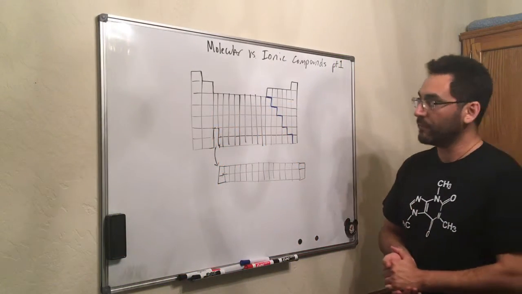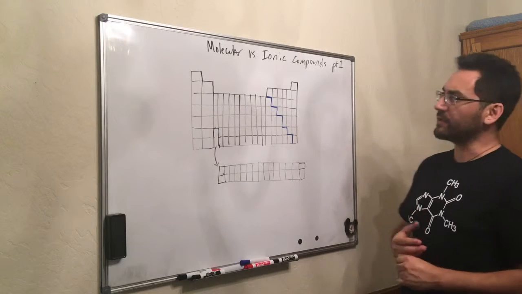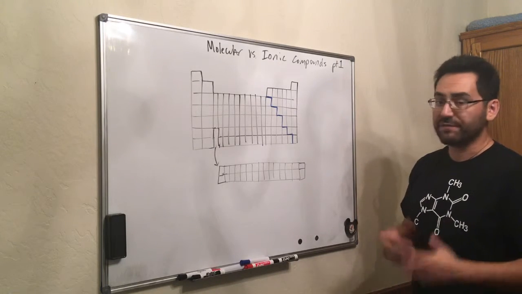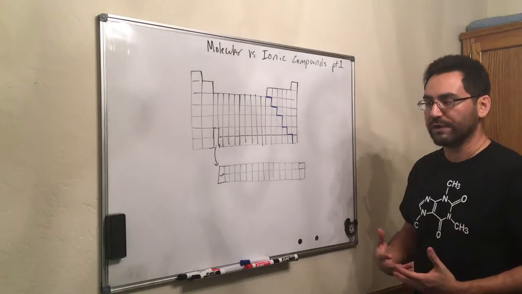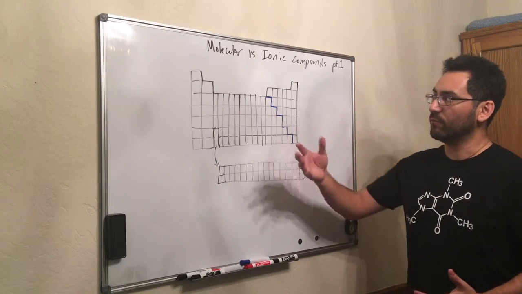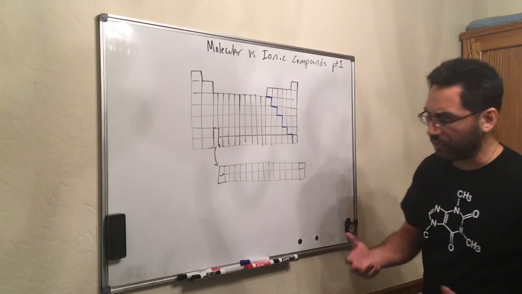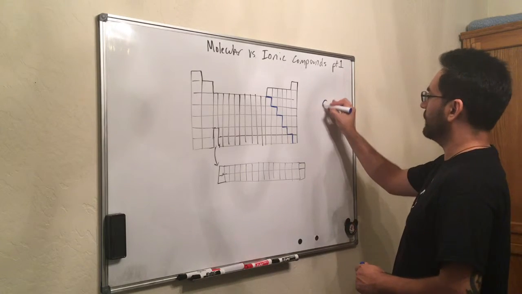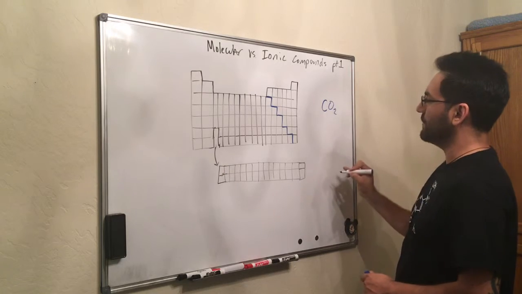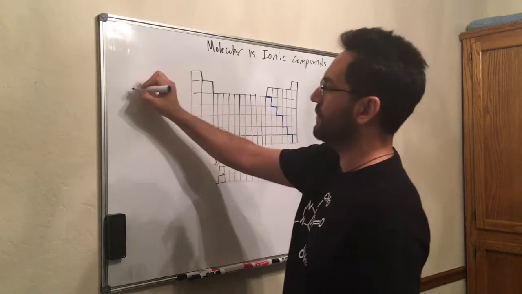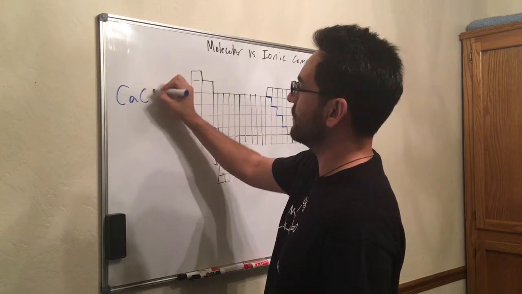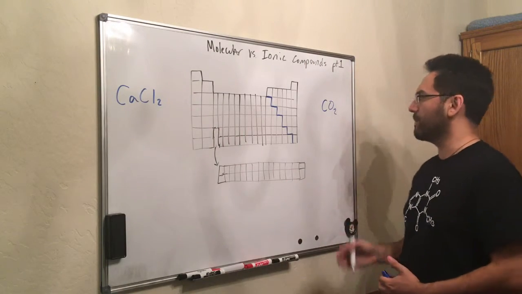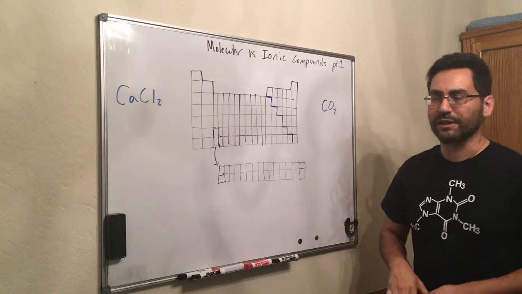Welcome to Chem 101. In this video I want to talk about molecular and ionic compounds, the difference between the two and how we can tell whether we have an ionic compound or a molecular compound. For example, a molecule like CO2 or a molecule like calcium chloride. We want to know, is this an ionic compound or molecular compound? Same here. Ionic compound or molecular.